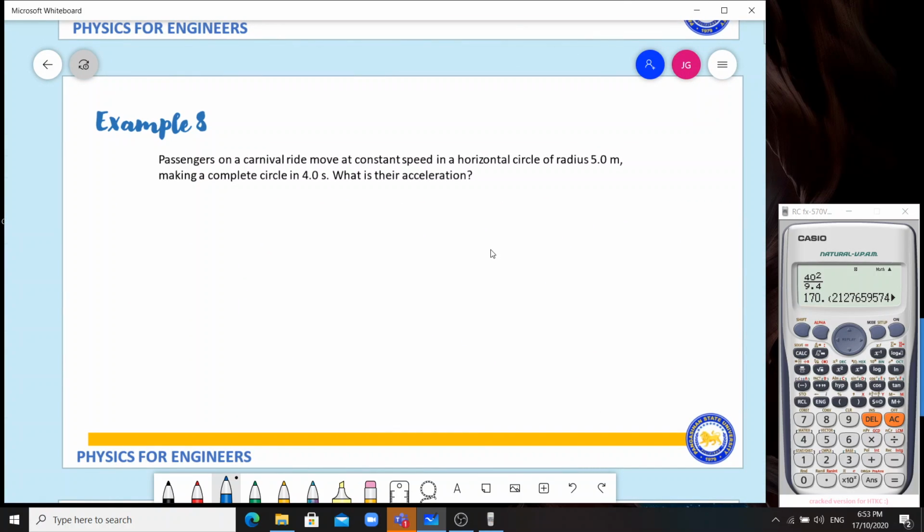Passengers on a carnival move at a constant speed in a horizontal circle of radius 5 meters, making a complete circle in 4 seconds. What is their acceleration? O, paano mo malalaman na uniform circular motion siya? Kasi etong constant speed. Ayan. So, hinahanap niyan acceleration, malamang yung acceleration na a rad, okay? V squared over r, okay?